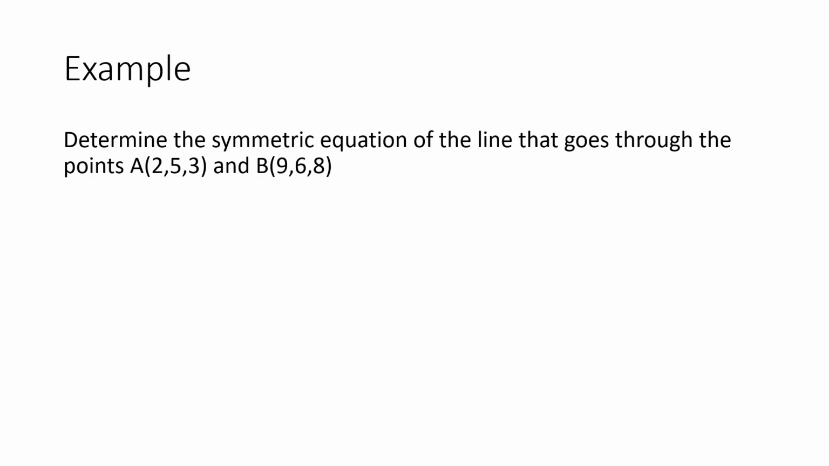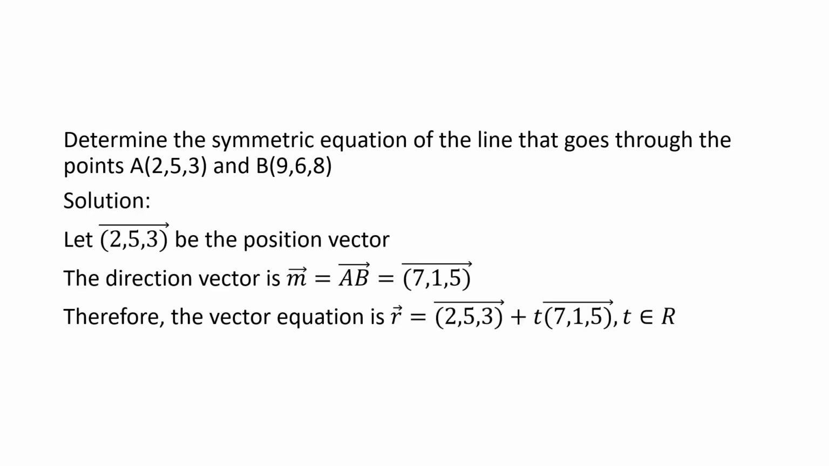We're going to determine the symmetric equation of a line that goes through the points 2, 5, 3 and 9, 6, 8. Well, let's let 2, 5, 3 be the position vector. Let's let the vector 2, 5, 3 be that. We know the direction vector will be the vector between the points A and B. So that direction vector will be 7, 1, 5. So the vector equation of the line would be 2, 5, 3 plus t times 7, 1, 5.